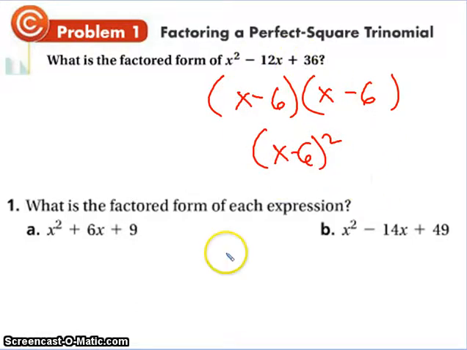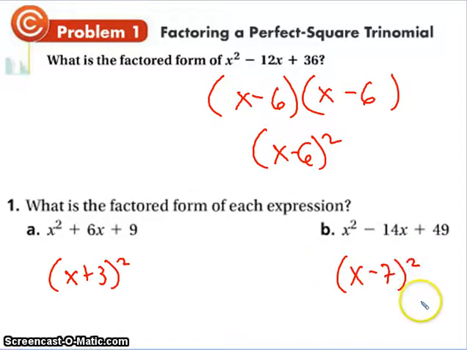That's the same thing. Okay? Same sign, both of them positive, so x plus 3 squared. I know that 3 plus 3 is 6, 3 times 3 is 9. Good to go. Okay? 7 and 7, 49, 7 plus 7, 14. So I'm going to have x minus 7 squared. Okay? These don't take a lot of time once you know the rule, but you can still factor them the same old way.